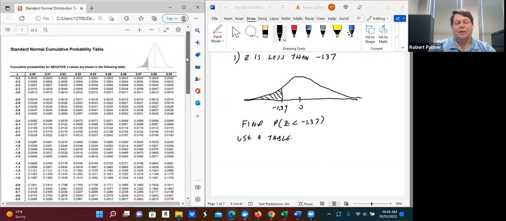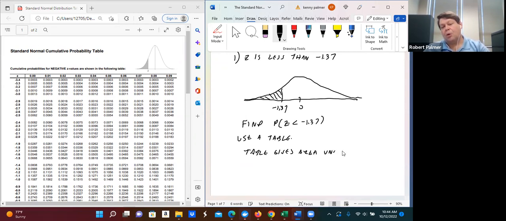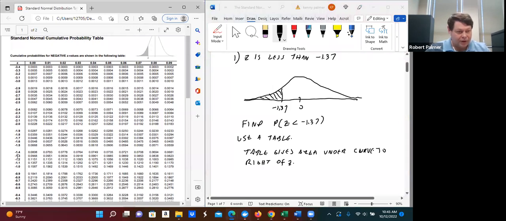Okay, so let's show this first one. What the table gives you is the area under the curve to the left of your z-score. So let's find negative 1.37. It's negative, so we're in the right section. It's below the mean of 0. So go to negative 1.3 right here.